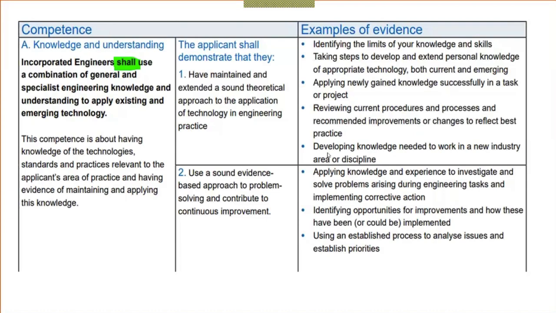Now, I've just included a screen grab today for competence A, but if you go online, you can see the entire portfolio for EngTech, IEng, and CEng across each of the 5 competence requirements. And one of the requirements now with UK Spec 4 is that as an applicant, you need to show us that you've met each of the requirements. You can see the language here has changed to saying that you shall use a combination of general and specialist engineering knowledge and understanding. That means it's a requirement that must be met. So just to be aware of that when you're constructing your application form.